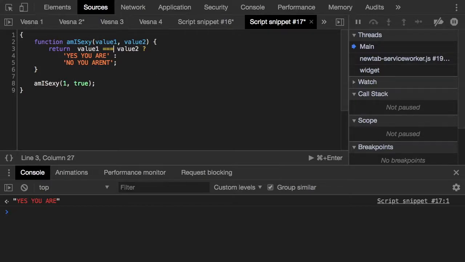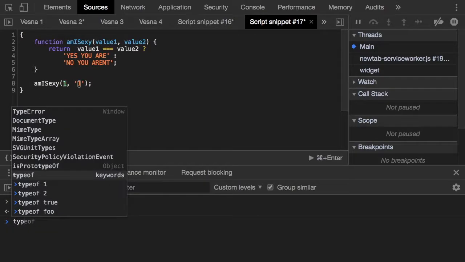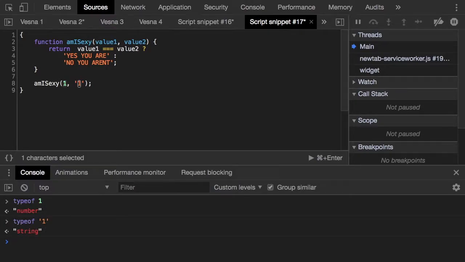However, triple equals is not checking the equality, it's checking the identity, which is a different principle. With triple equals, if the types don't match, it doesn't care about anything else. If the types are different, it returns false. This is a good example. What's the type of 1? Number. What's the type of "1"? String. The types don't match. False.